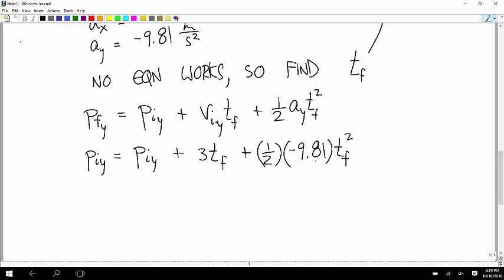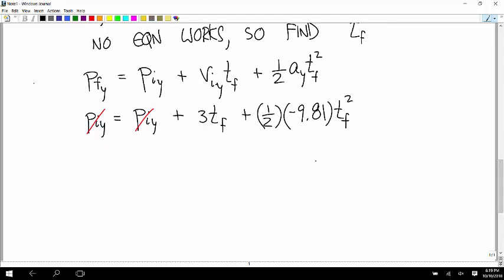Now we can subtract p_i_y from both sides. This is just a variable, so those two cancel out. And we get 0 is equal to negative 4.905 t_f squared plus 3 t_f. I just rearranged these two terms. How do you solve that equation for t_f?